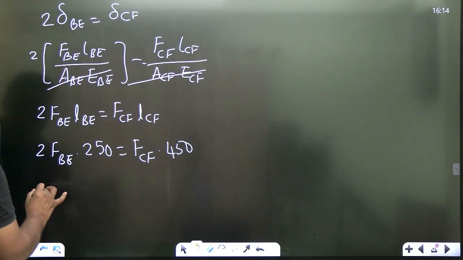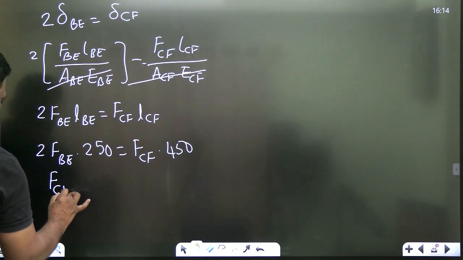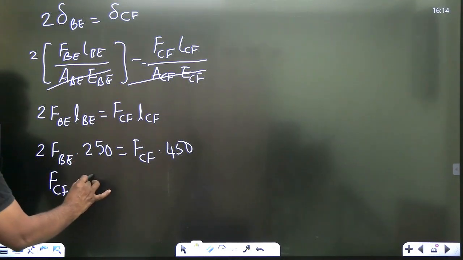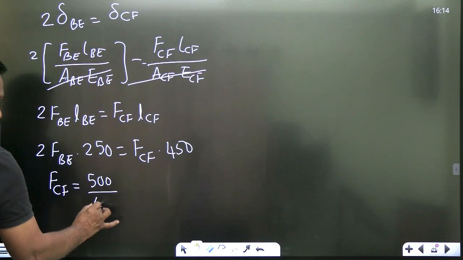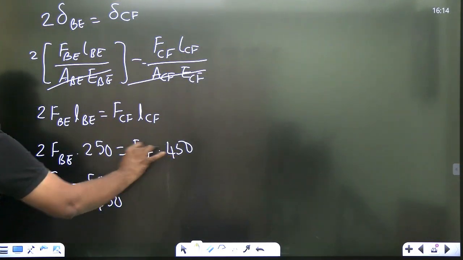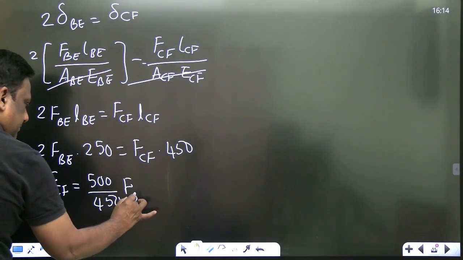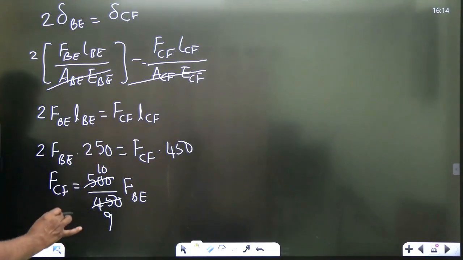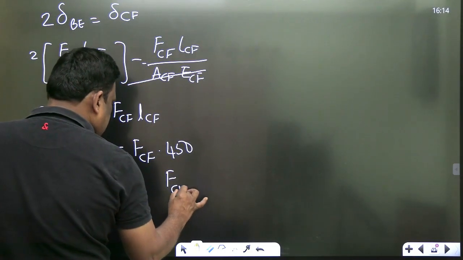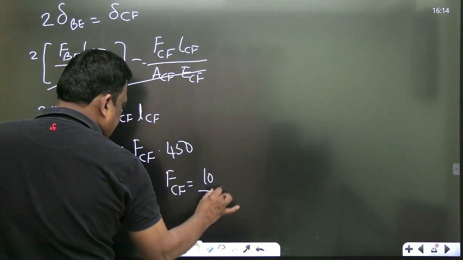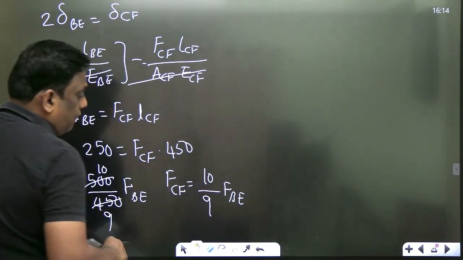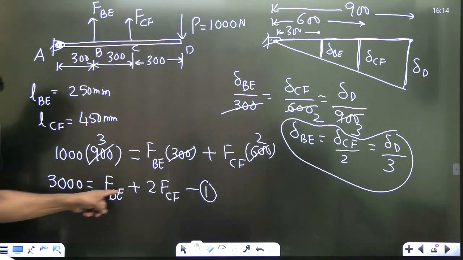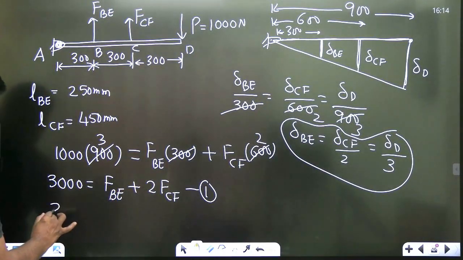So we can write F_CF is equal to, the 450 will come to the side, 2 into 250 is 500. So it is 500 by 450 into F_BE. Absolutely no problem. 50 tens, 50 nines. Therefore, F_CF is equal to 10 by 9 F_BE. Already you have one relationship between CF and BE.